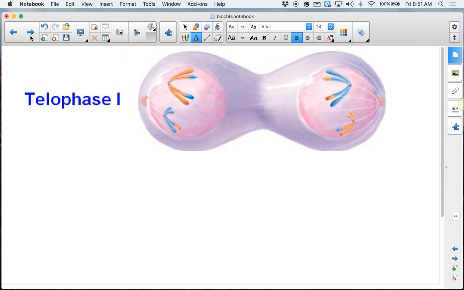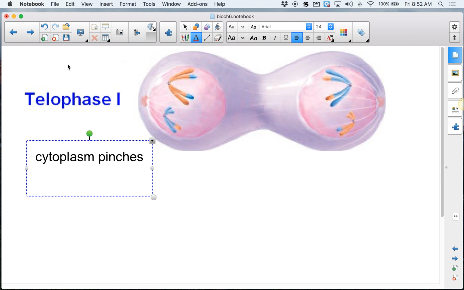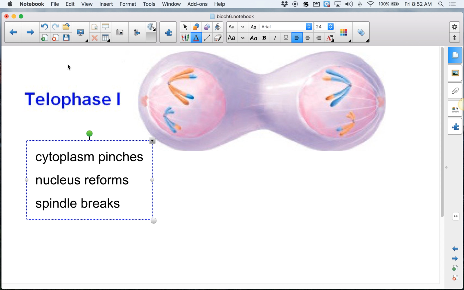Okay, and then the last stage of meiosis 1 is telophase 1. What sort of things do you think might happen in telophase 1? Well, we'll start to pinch together. So, yeah, we can put that. Cytoplasm pinches. Yeah, we see that. Okay, the nucleus reforms. What's the other thing that happens in telophase? Spindle breaks down. So very similar to what happens in mitosis.